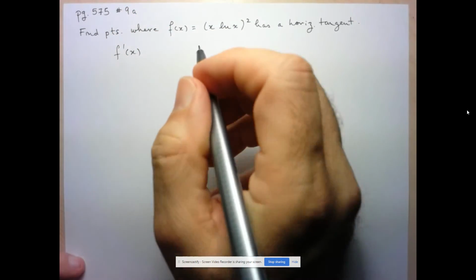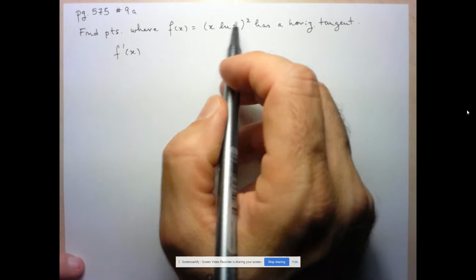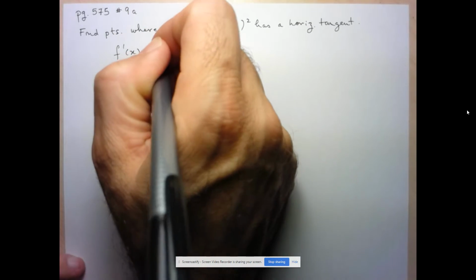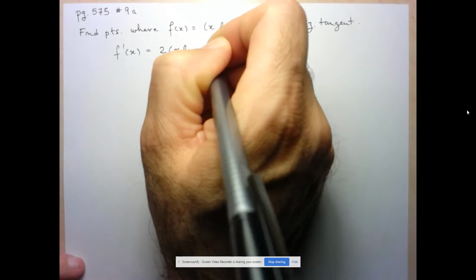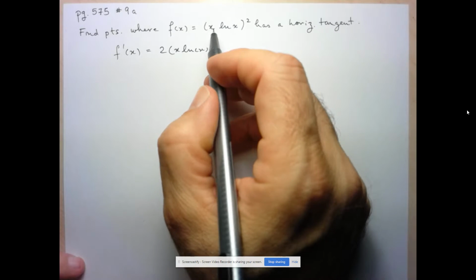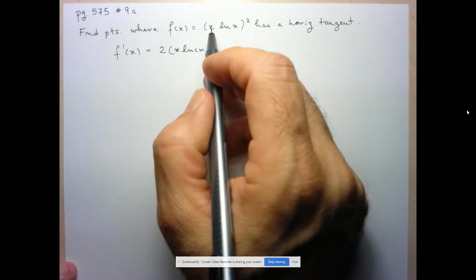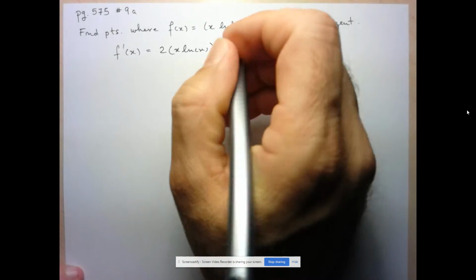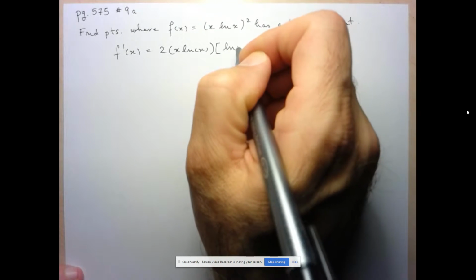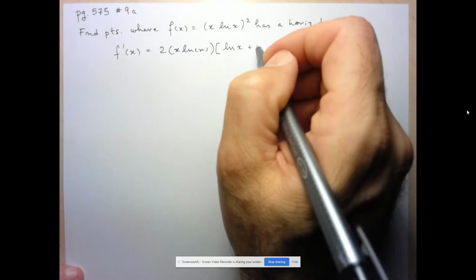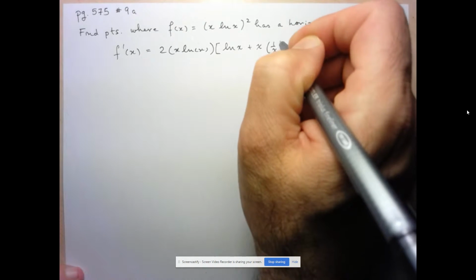Here I'm going to start off by using the chain rule. I'm going to think of this as u squared. The derivative of u squared is equal to 2u, so 2 times x ln x. Then I'm going to find the derivative of u, the inside of the bracket, with respect to x, and here I'm going to have to use the product rule. We've got the derivative of the first function, which is just 1, times the second function, so ln x, plus the first function times the derivative of the second function, which is just 1 over x.